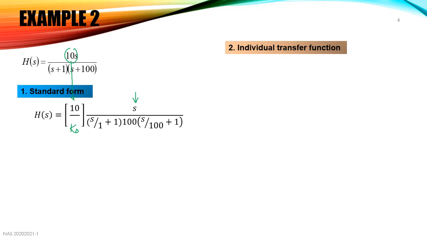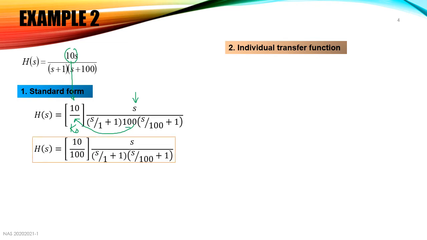So the first one, s divided by 1 plus 1, so this is a pole at 1. And then for the second one, you need to factorize 100 because you need to have s plus 1. So the component becomes s divided by 100 plus 1. Now you need to move all constant values into the constant term. So finally, this is the standard form of the given transfer function, with the constant and the components both on top and at the bottom.